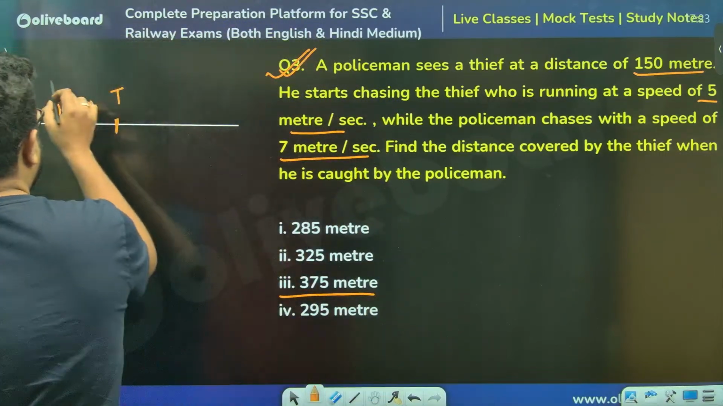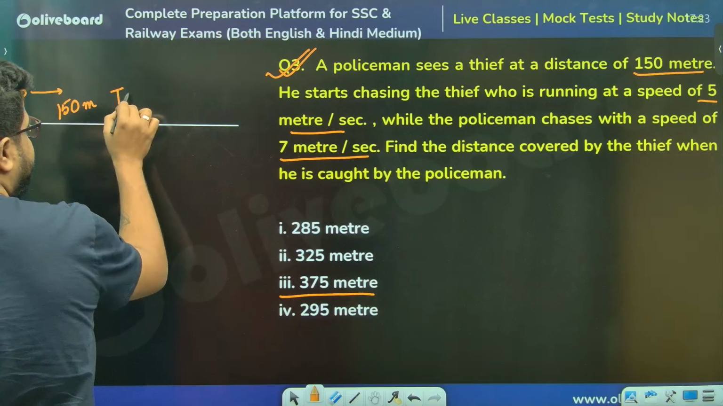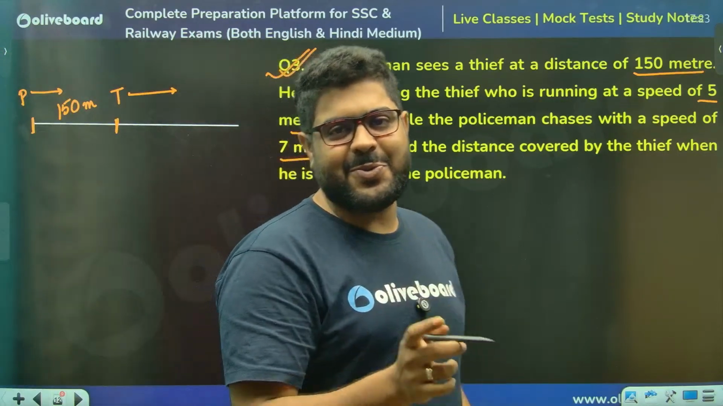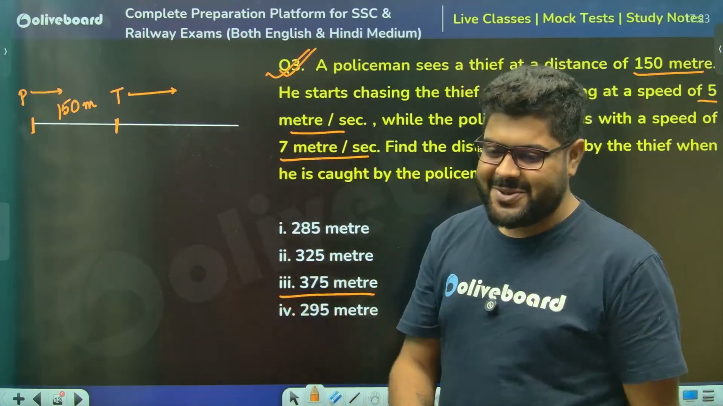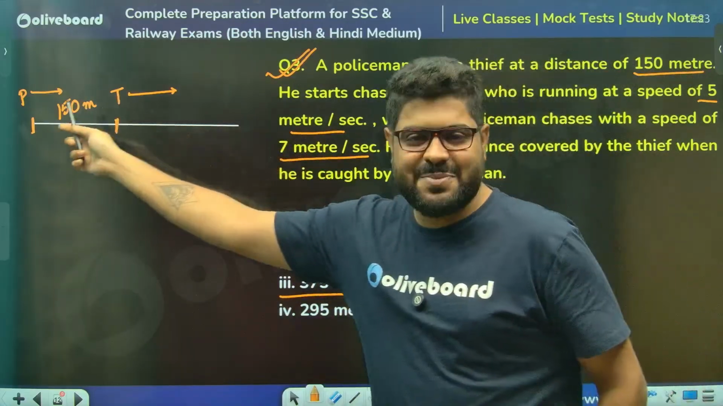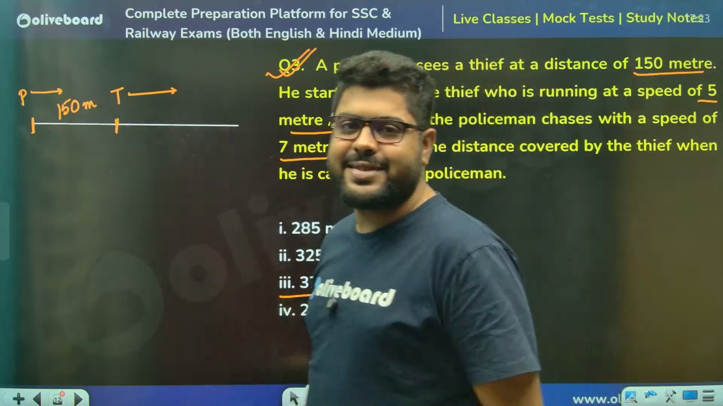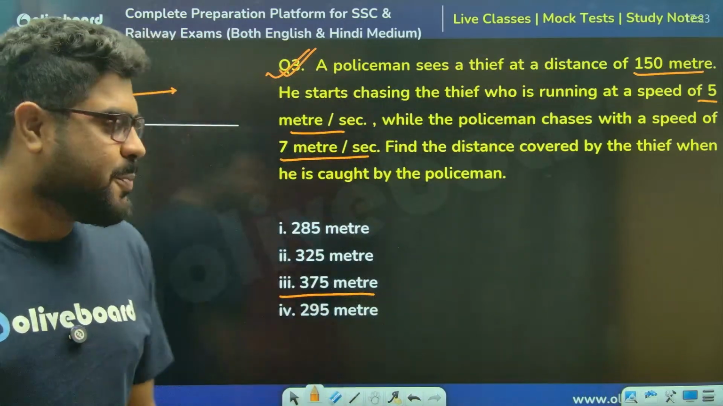Now, the police will start the chase and the thief will start running. Now, there is no thief in this world that I know, or I know someone who knows, who will run towards the police, right? So that is common sense. The thief will run in this direction, opposite to the police.